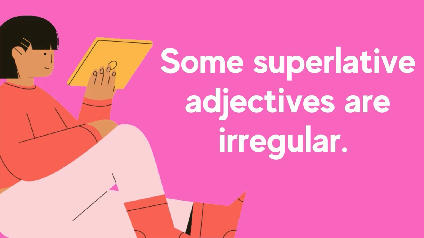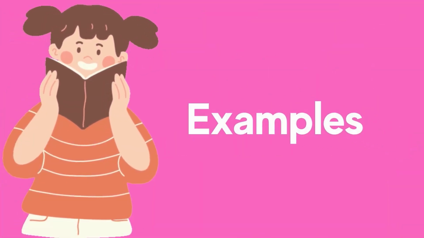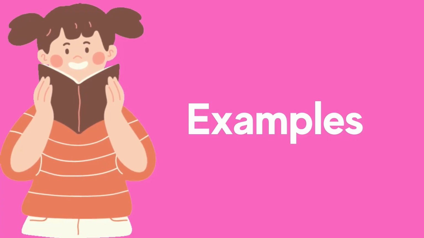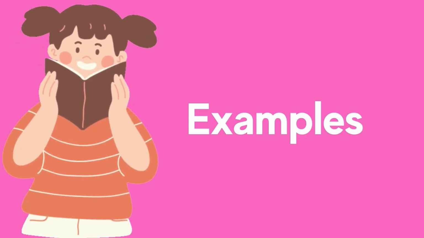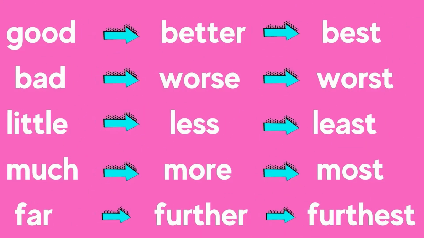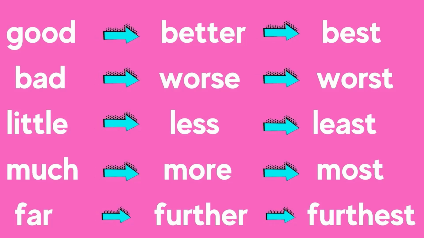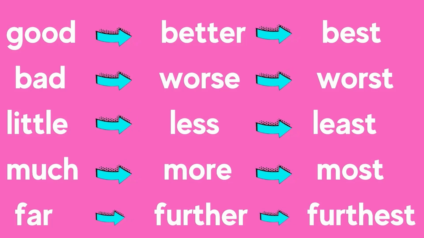Some superlative adjectives are irregular. Let us look at a few examples. Good, better, best, bad, worse, worst, little, less, least, much, more, most, far, further, furthest. So these are all examples of irregular adjectives.